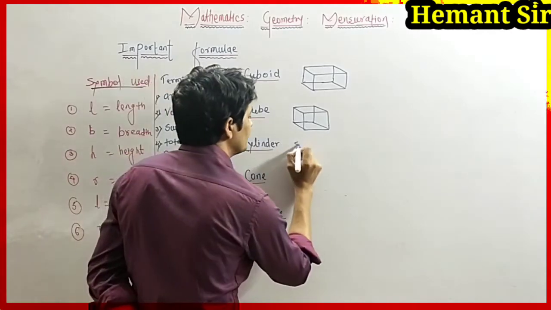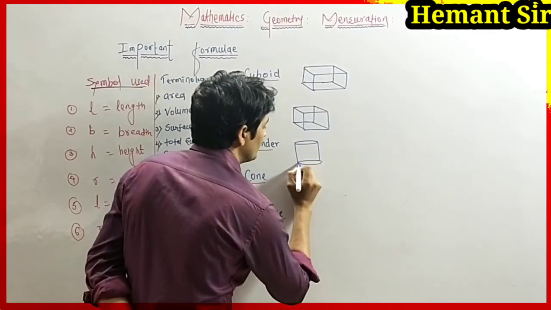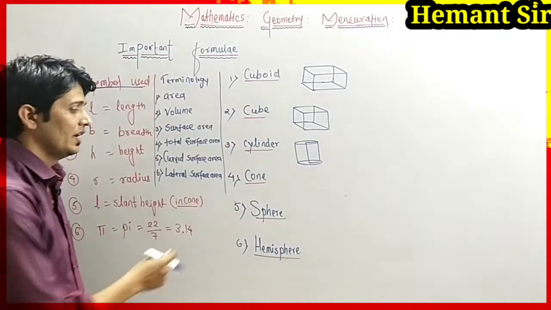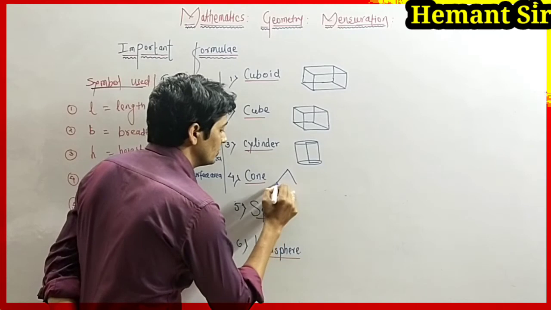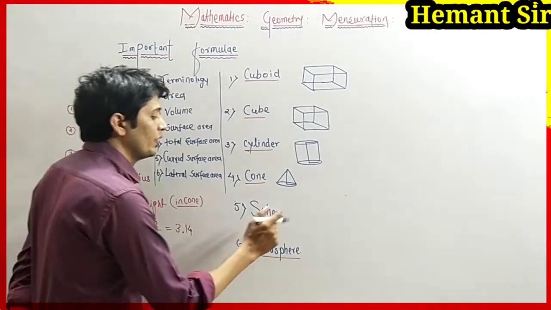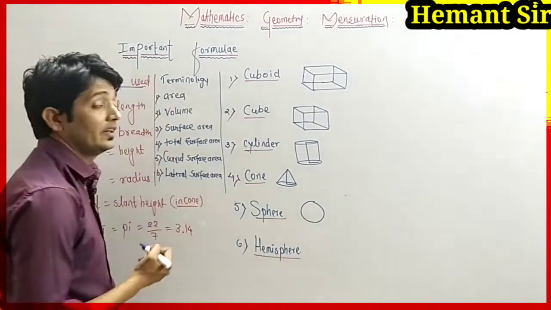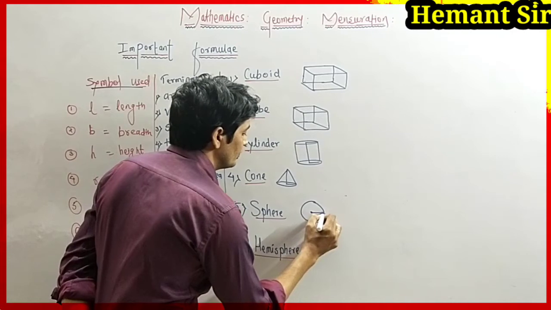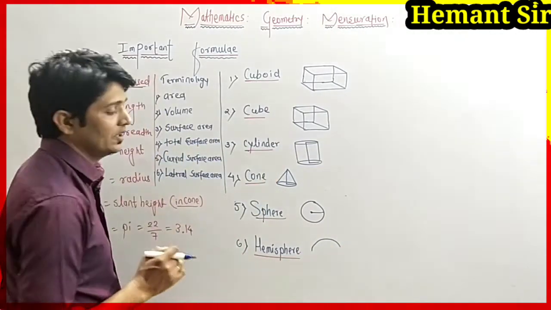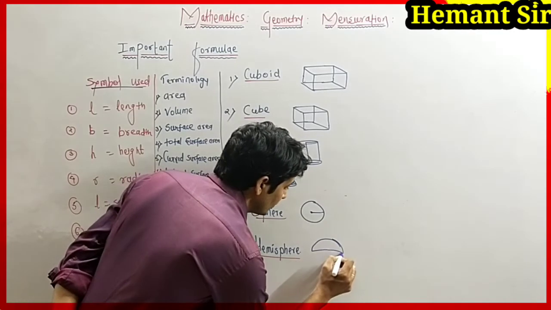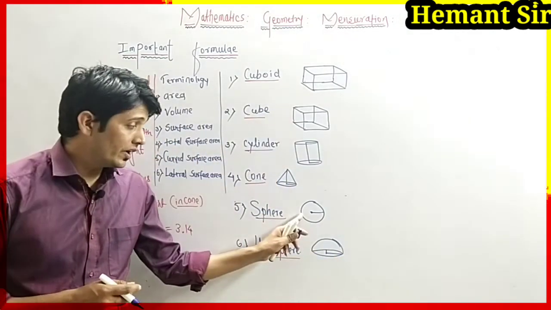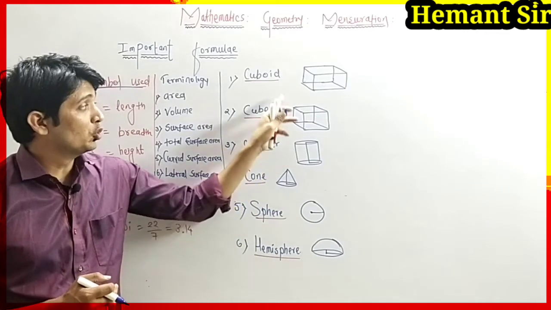Then we have cylinder. It is the cylinder. Now we have cone. It is the cone. Then we have sphere. It is the sphere. Hemisphere means half of the sphere. So it is the hemisphere, sphere, cone, cylinder, then we have cube and cuboid.